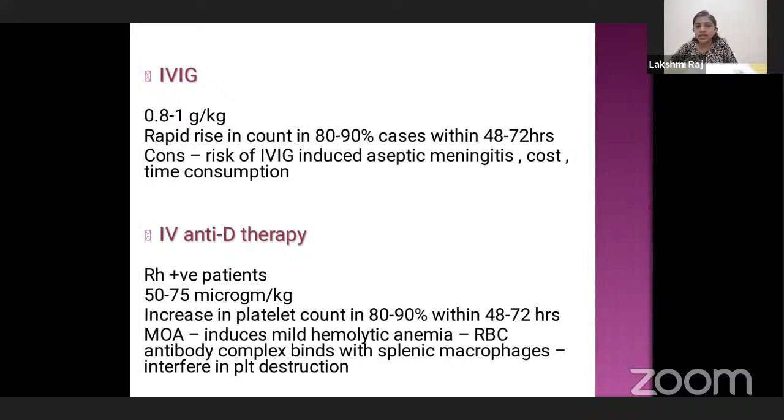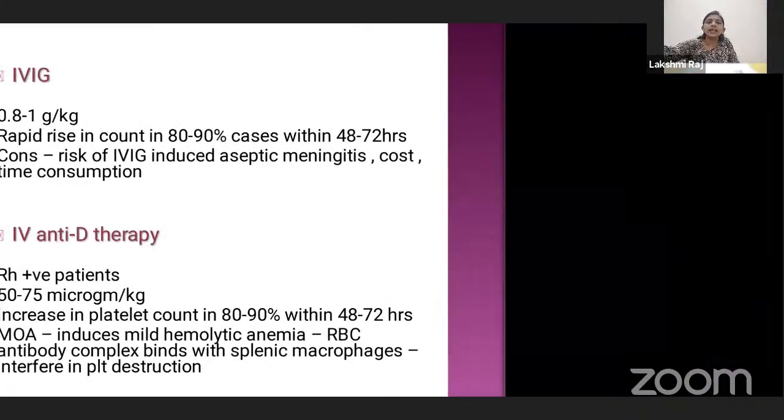So we are giving this anti-D, that is immunoglobulin, and this immunoglobulin will attack the D antigen which is present in the RBC of the Rh positive patient, and that will cause some hemolysis. And so the spleen macrophages will be busy destroying these RBCs so that the platelets will be spared. That is the mechanism that we are using here. So we are inducing a mild hemolytic anemia in order to save the platelets from destruction. Okay. So mainly we give steroids and IVIG.